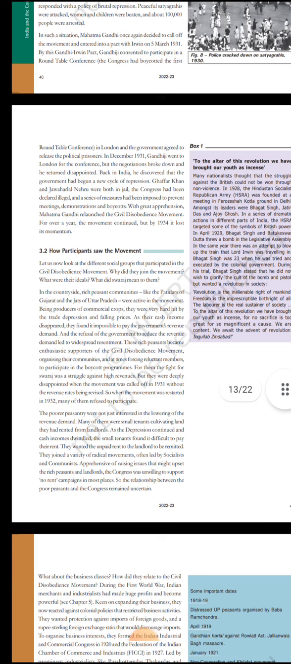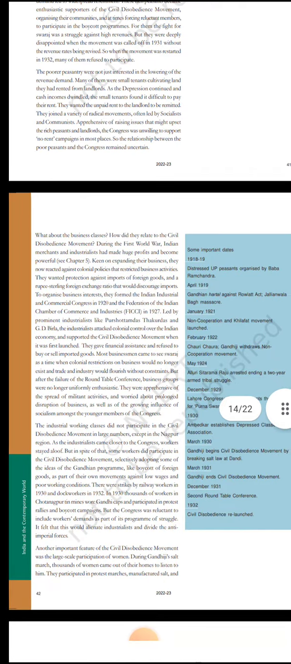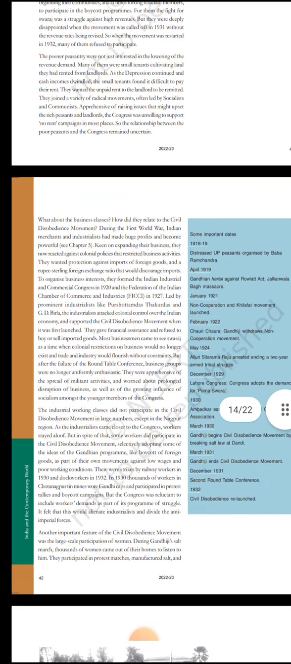The small peasants believed that Swaraj meant the due rents were abolished. And the big businessmen and industrialists believed that Swaraj meant that colonial restrictions would no longer apply to them. Two main leaders, Purushottam Thakur Das and G.D. Birla, industrialists, attacked colonial control over the Indian economy and supported the civil disobedience movement when it was first launched.